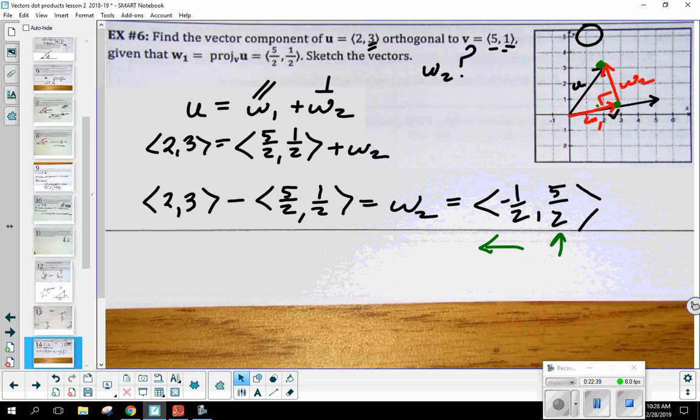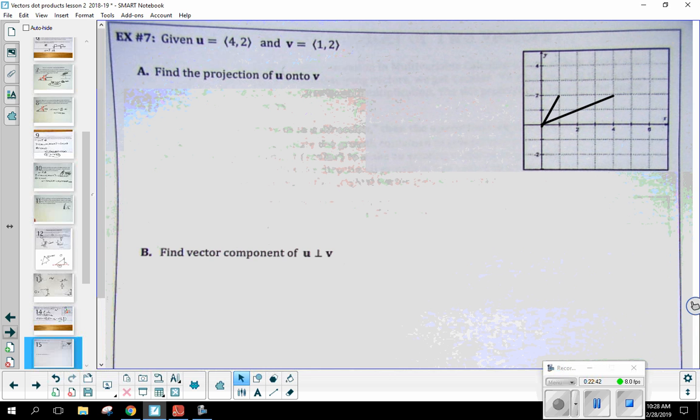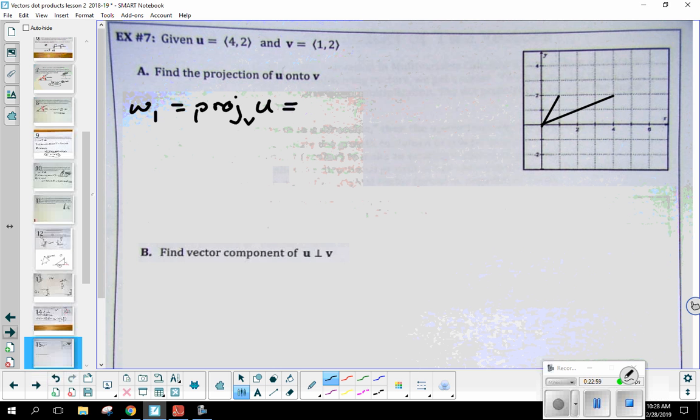Well, all right. Let's try one on our own. Okay, so given U equals 4, 2, and V equals 1, 2, first find the projection of U onto V. So the component form I want, W1, is the projection vector. Remember, it's that shadow. The formula was to take the dot product, divide it by the magnitude of V squared, and then multiply that by the vector V itself. Okay. So take about a minute. Let's see if we can find the component form of that shadow, the projected vector.